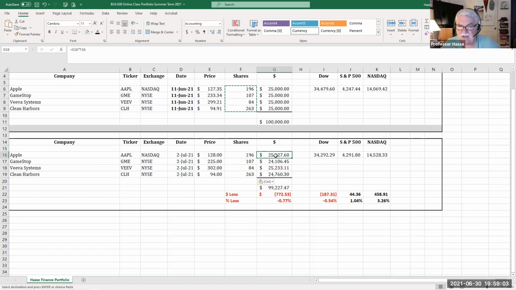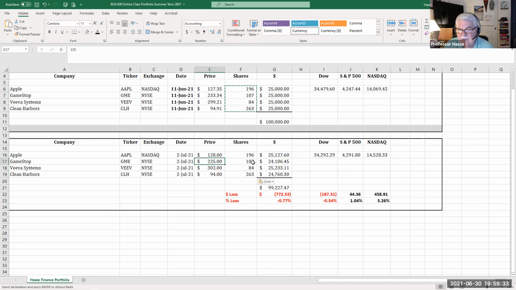Then in your dollar column, you're going to take the price times your original shares to get the new value. Notice here, E16 times F16. There's my new value. So now I've gone from 25,000 to 25,127.60 in these first few weeks of our course. So you're going to do that for each one of your stocks.